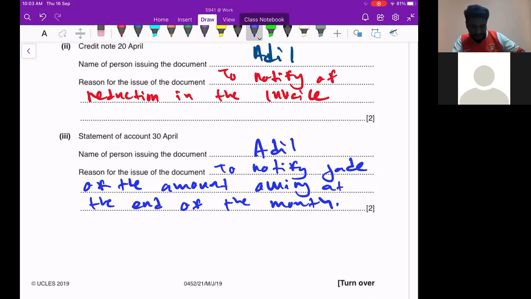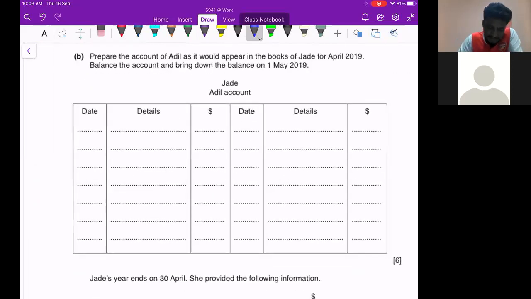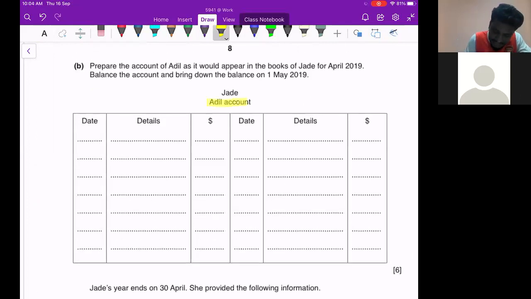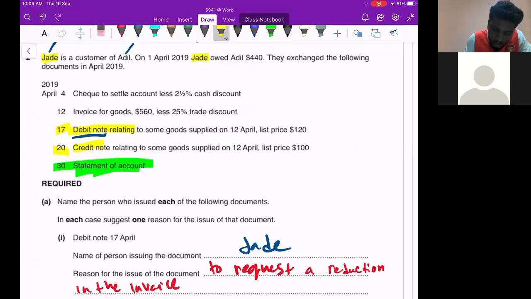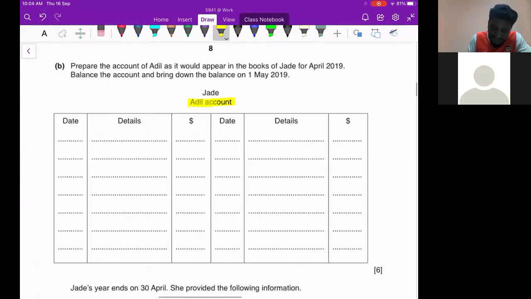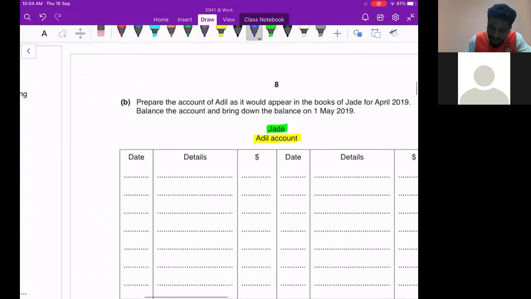Okay, next one. Prepare the account of Ideal as it appears in Jade's book. So now I need to do Ideal's account in Jade's book. Who is Ideal for Jade? Trade receivable or trade payable? Let me read again. Jade owed Ideal. So I'm going to do the Ideal account. My name is Jade. So Jade is me, because now I work for Jade.